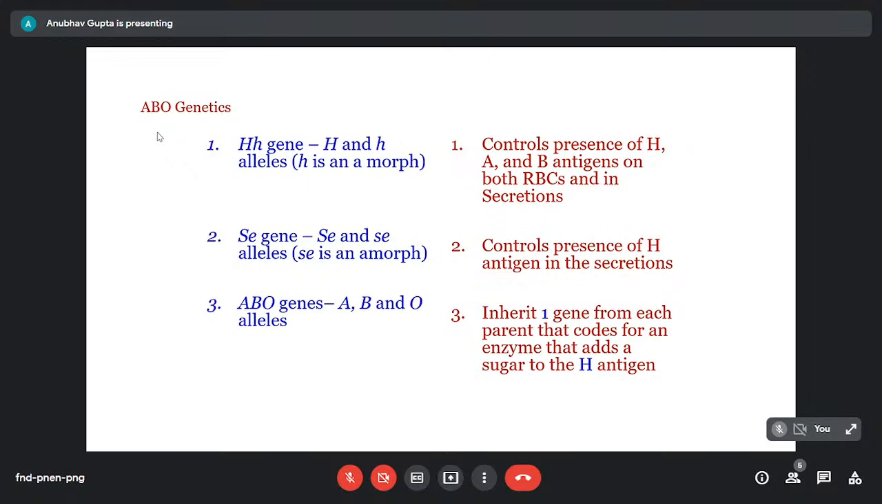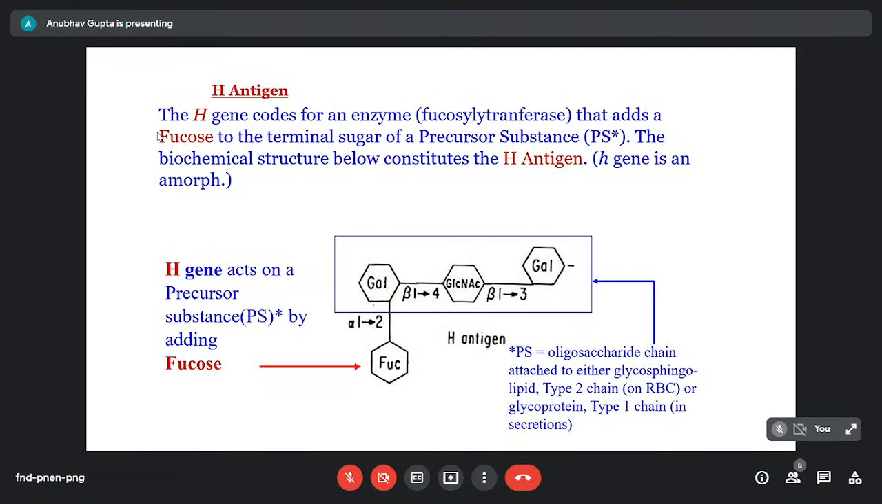So how does H antigen form? So we have a precursor substance. Precursor substance is galactose beta 1 towards the fourth carbon atom of the N-acetyl glucosamine, and it is linked with the 1,3 linkage to the galactose.